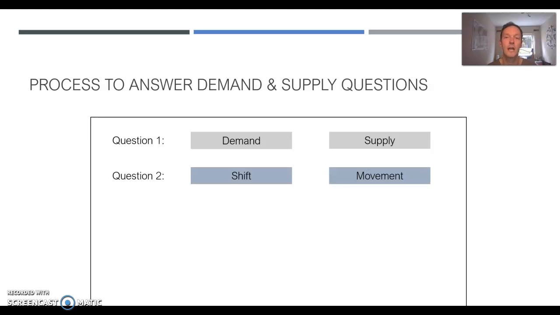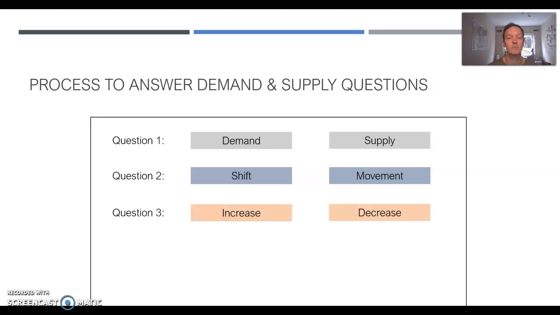Your second question that you're going to ask yourself is, okay, now we know demand has changed on the demand side. Now, is this a shift in demand or a movement along the demand curve? And this one's a really easy question to answer because if it is price that has changed in that particular market, it's just a movement along the curve. If it's any other factor that's changed, it's going to be a shift. So if it's price that has changed, it's movement. Otherwise, if it's any other factor, it's going to be a shift.